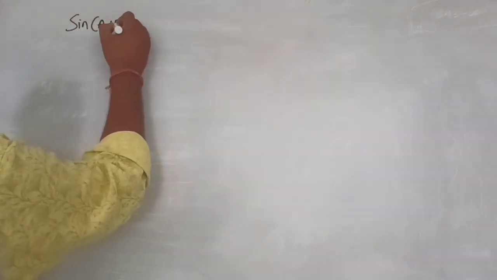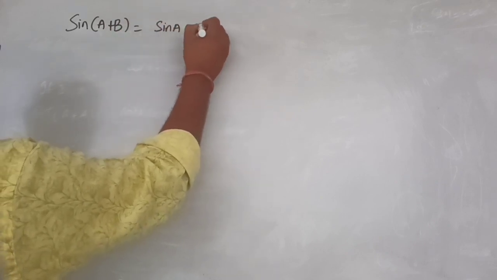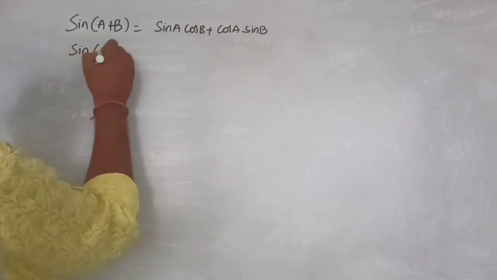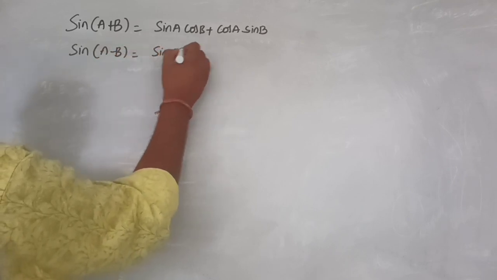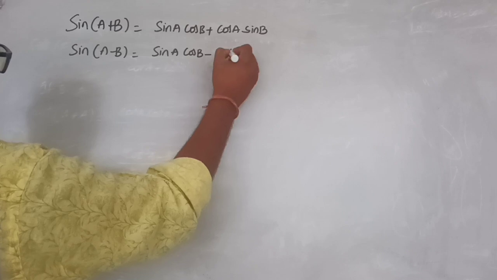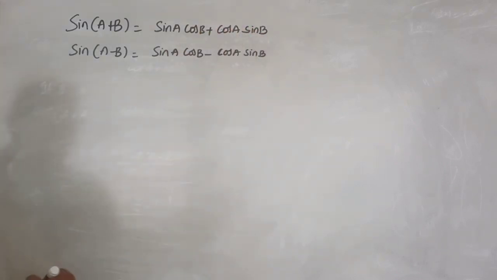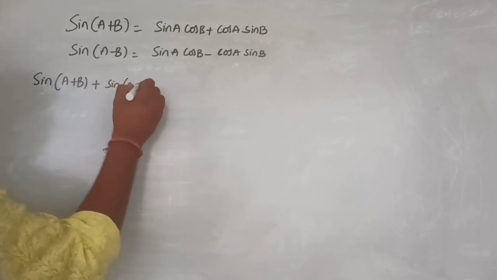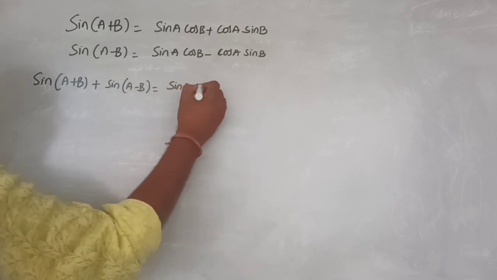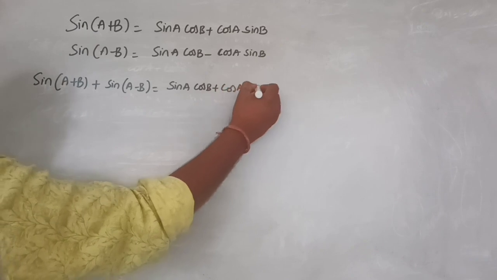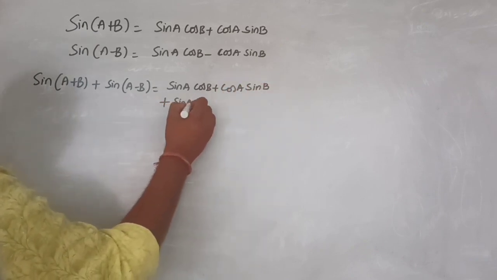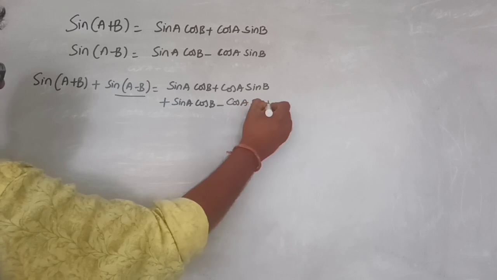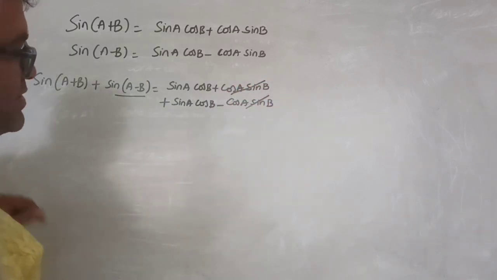Sin of A plus B is equal to sin A cos B plus cos A sin B. And sin of A minus B, we know, is sin A cos B minus cos A sin B. So sin of A plus B plus sin of A minus B is equal to sin A cos B plus cos A sin B plus sin A cos B minus cos A sin B. So plus cos A sin B and minus cos A sin B cancel.